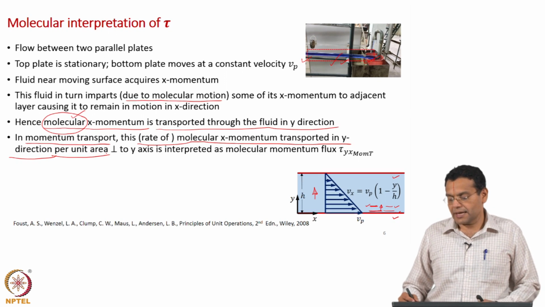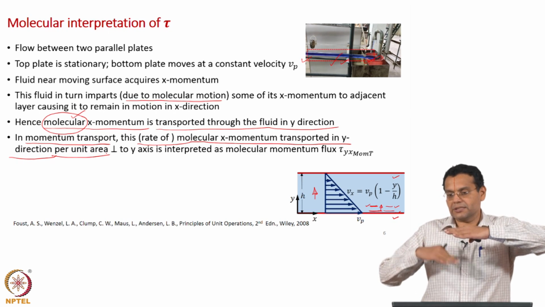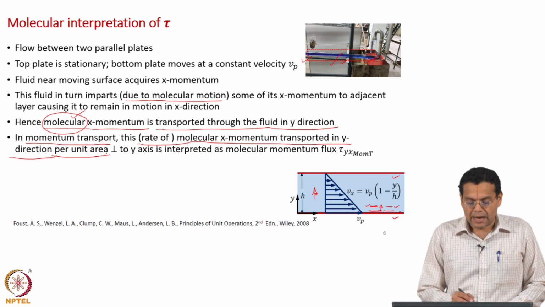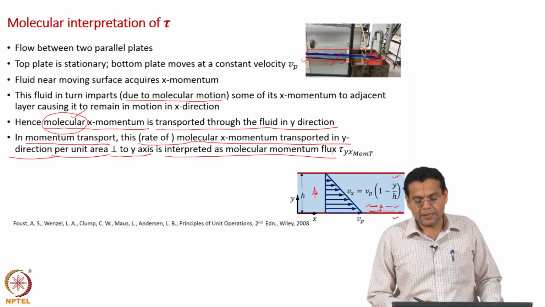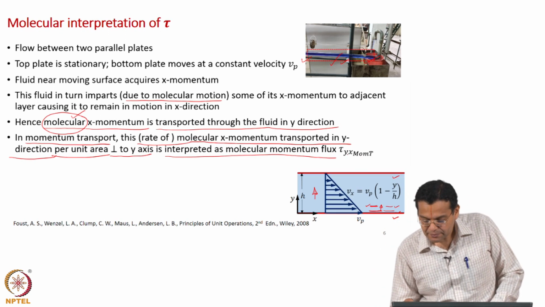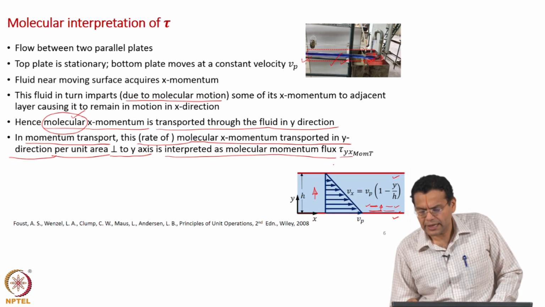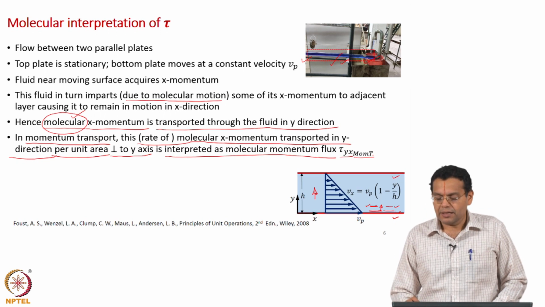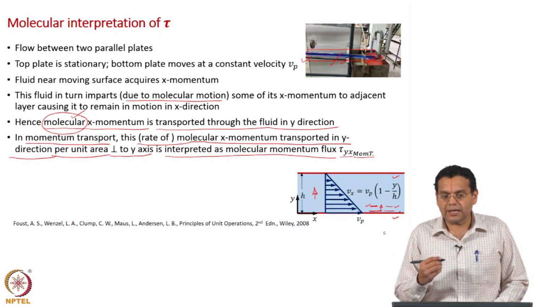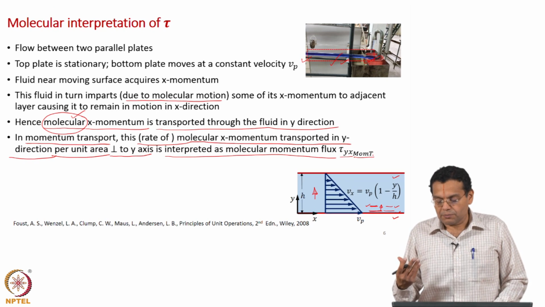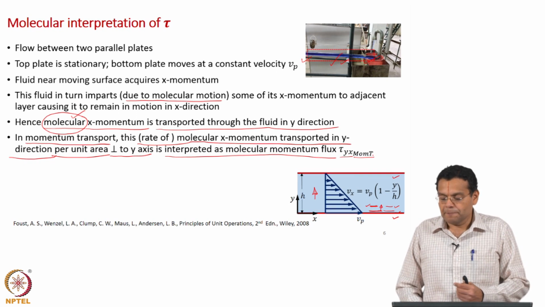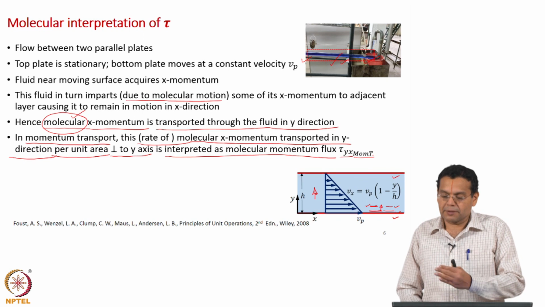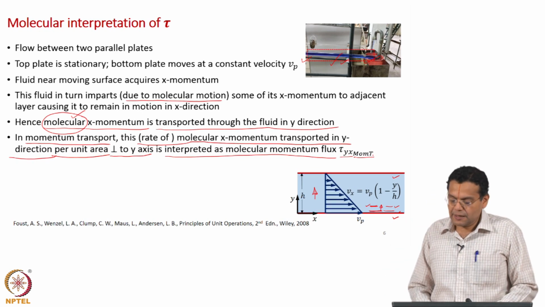What is the area? In this case, you have two plates. So, the area through which this transport takes place, perpendicular to the y axis, is interpreted as the molecular momentum flux. What is the nomenclature? Tau yx, momentum transport. That is why previously we used tau yx with subscript fluid mechanics. Both are tau yx. So, just to distinguish, earlier we used subscript fluid mechanics, now we are using subscript momentum transfer.